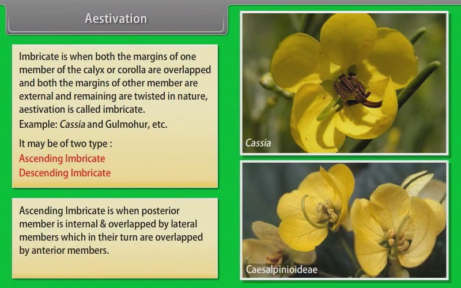Ascending imbricate is when the posterior member is internal and overlapped by lateral members, which in their turn are overlapped by anterior members. Example, Cassia sophera.